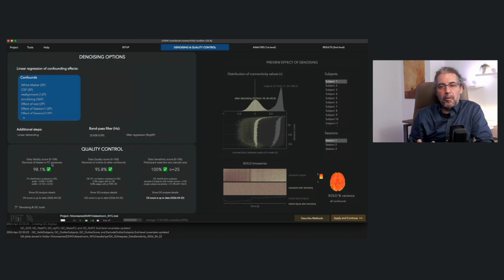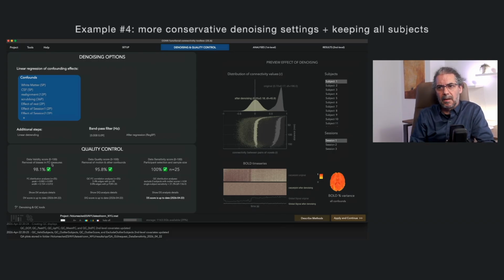Okay, and just to show you another example, let's say that we are still not satisfied. We notice that data quality score dropped from around 99% to around 96% when including this last subject. Let's try to see if we can still improve data quality score above 95.8 by changing the actual denoising options. Perhaps we can make denoising a little bit more conservative and produce better data quality after denoising without sacrificing much in terms of data sensitivity or data validity scores.